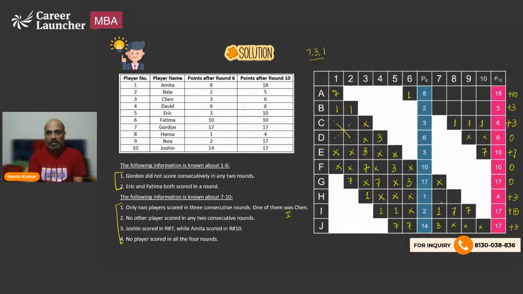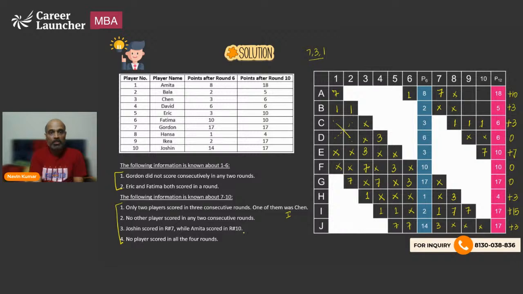Now, we can't have a 3 here. That means we can't have a 3 here. So the only 7 we can get is from A, because that's the only increase which is more than 7. So now we have 7 throughout, we have 1 throughout. We are left with 3s now. If you look at H, the 3 will come from round number 8. So 7, 1, 3 all done here. Okay.